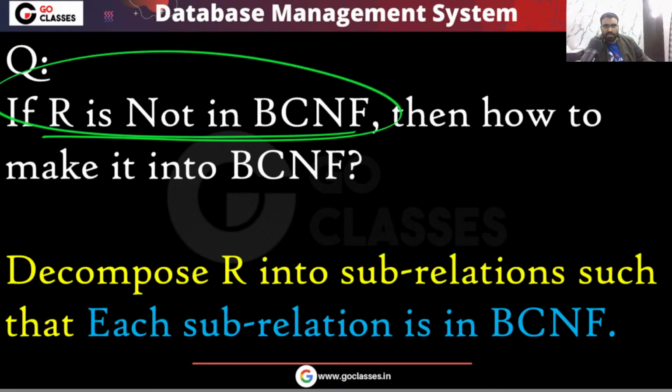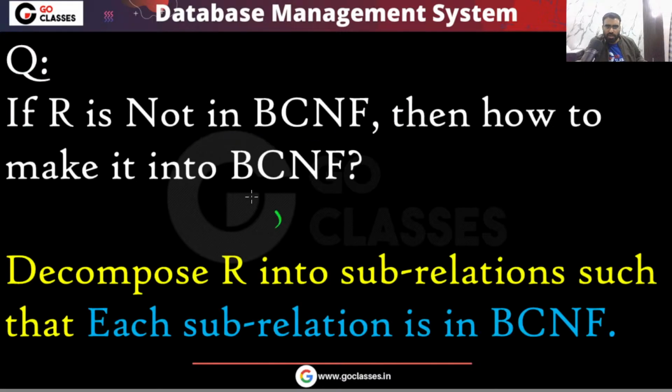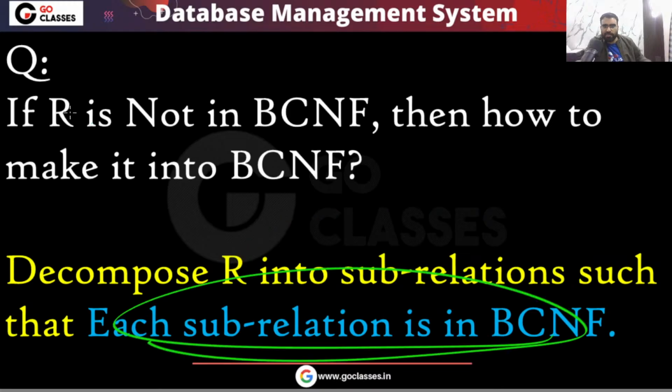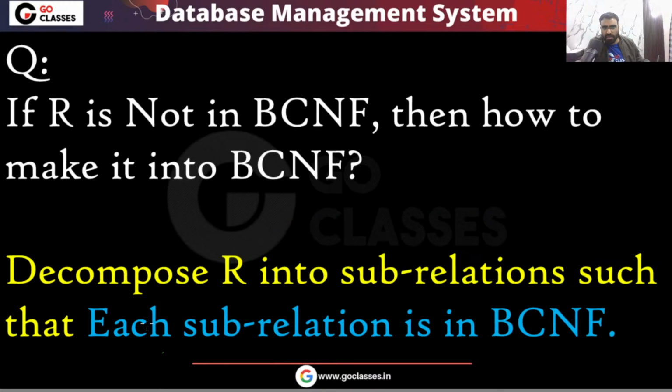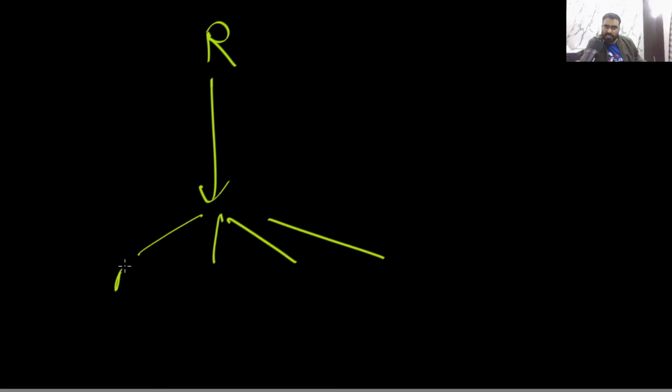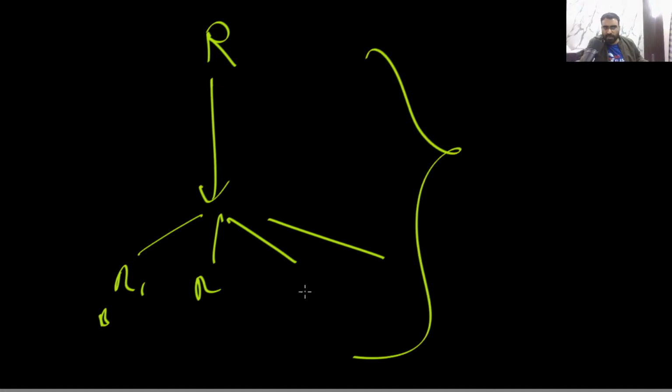If you want to convert this relation R into BCNF, then what will you do? You will decompose this relation R into sub-relations such that every sub-relation will be in BCNF. This is what we are going to do, and this is called BCNF decomposition. Okay, what is BCNF decomposition? Very simple. You have a relation R which is not in BCNF. Then we can decompose this R into sub-relations such that every sub-relation is in BCNF. This is the definition of BCNF decomposition.